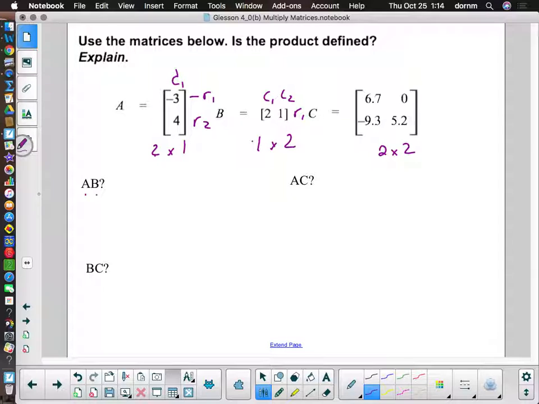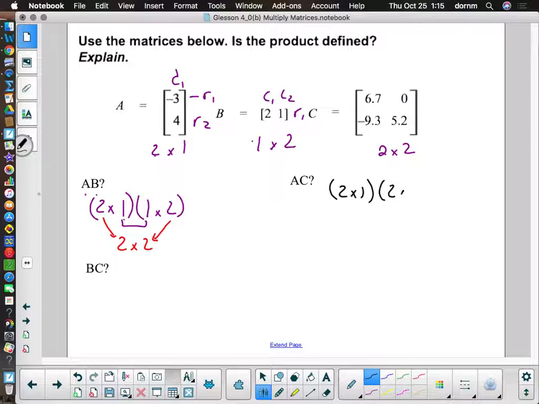So, can I multiply A times B? That'd be a 2 by 1 times a 1 by 2. Since these inside numbers match, the number of columns in matrix A equals the number of rows in matrix B, we can multiply them, and the result will be, using our outer numbers, a 2 by 2 matrix. Okay? Can I multiply A times C? Well, let's see. Matrix A is 2 by 1. Matrix C is 2 by 2. So no, we can't multiply it because those two numbers are not the same.